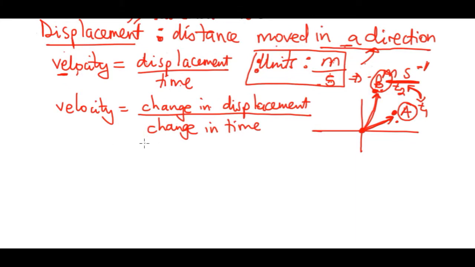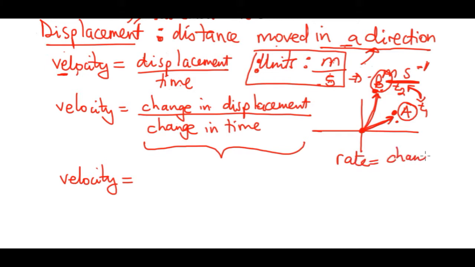But this change in displacement over change in time can be called a rate. It is how much the displacement is changing per unit time. So when you say something is changing per unit, it means it can be written as, in this case, velocity is equal to a rate, because something called a rate is basically a change per unit of something. That is the definition of rate. Rate basically says change of something per unit of something.